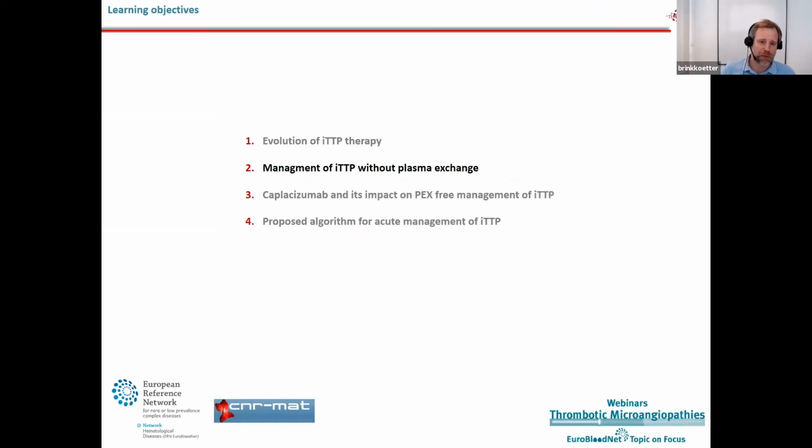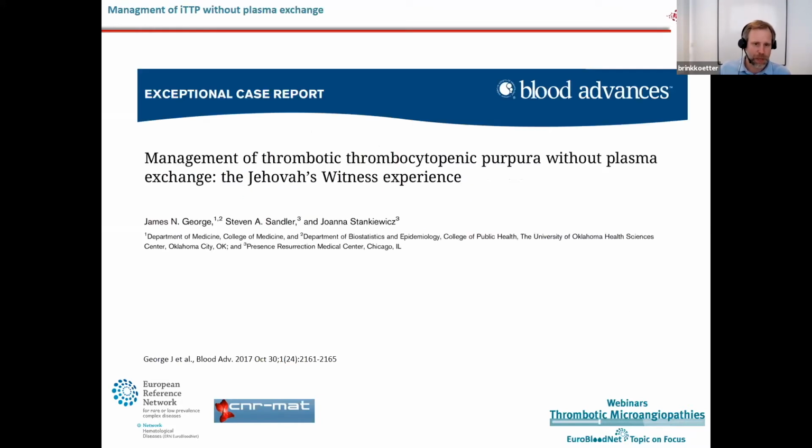Now I come to my second objective and I will continue with the treatment strategies of immune-mediated TTP without plasma exchange prior to the advent of Caplacizumab. The concept to treat patients with acute episodes of TTP without plasma separation is not new. And some of you may know what is called the Jehovah's Witness experience. The fact that some patients refuse the transfusion of certain blood donor-derived products because of religious beliefs. A few years ago, James George and colleagues published a very interesting case report on this and also performed a literature search of similar cases. In the meantime, there have been additional reports on this topic with similar outcomes and strategies.